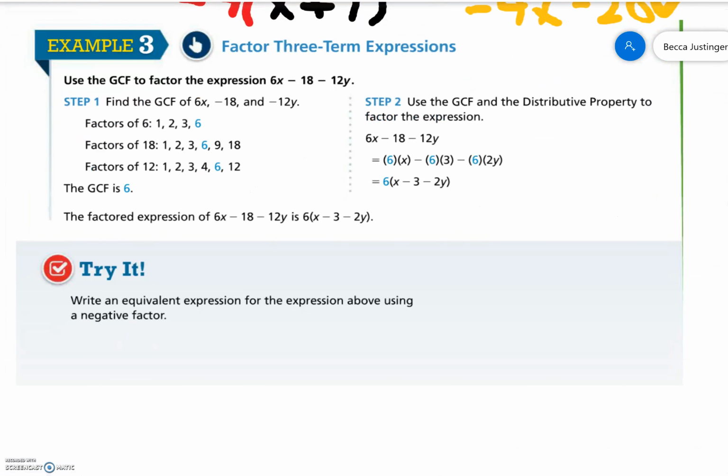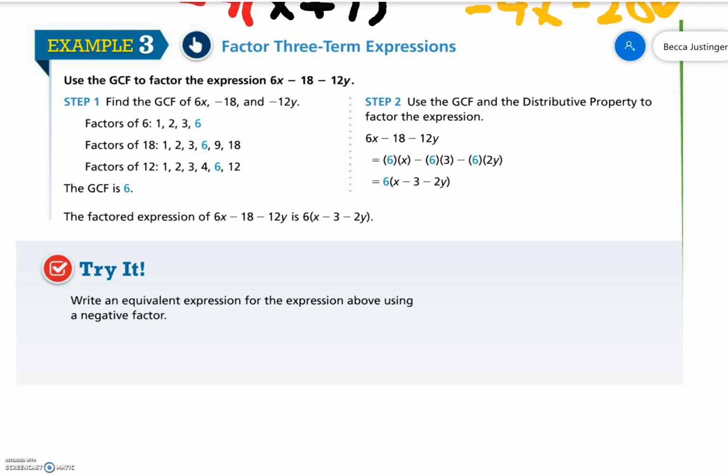Example 3, factor 3 term expressions. So that's when we have 3 terms. So we've got 6x, -18, and -12y. First, I check to see if I can combine them. They are not like terms. One is an x, one is a constant, and one is a y, so I can't combine them. So I find the GCF of 6, 18, and 12.